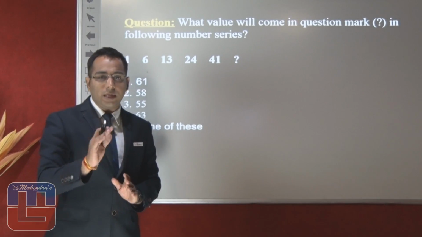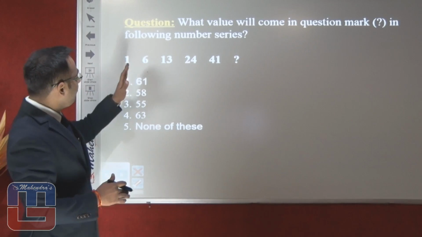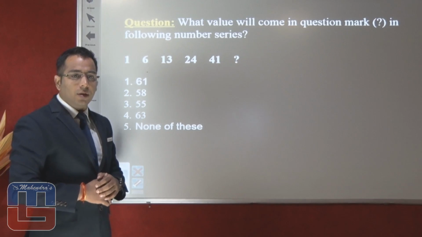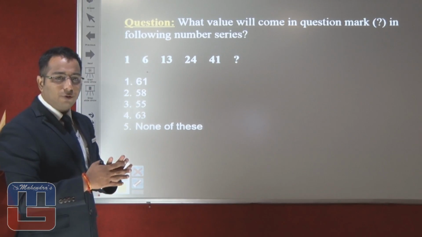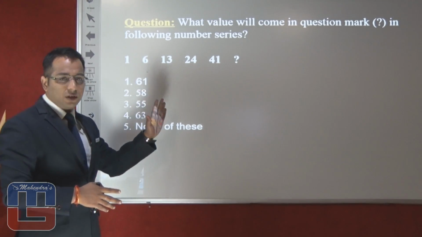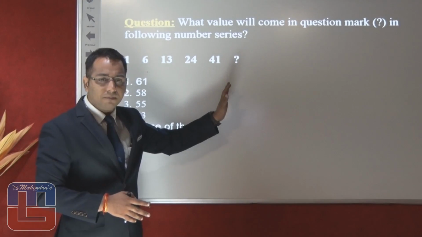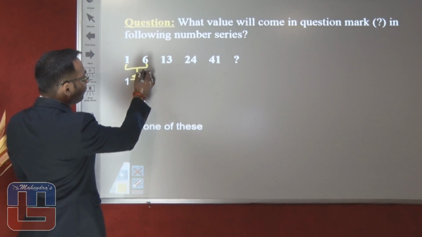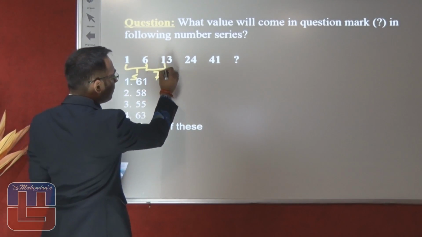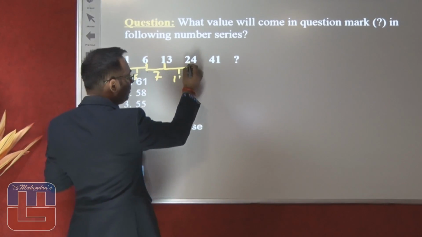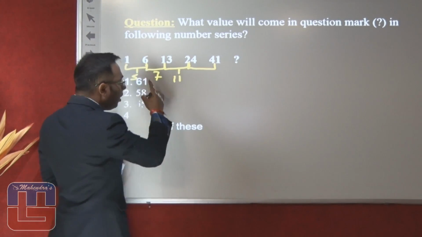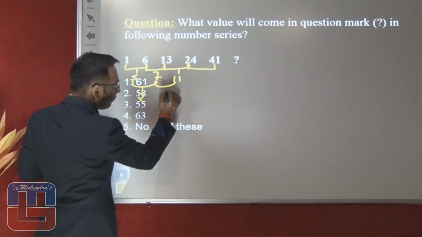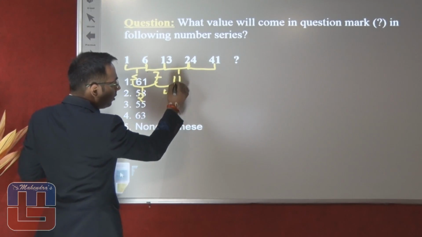Next question is the series which we have: 1, 6, 13, 24, 41 and the next number. Now, the basic concept I have told you earlier also, we have to look at the difference first. As you can see, it is not in the multiplication form. First we will find the difference. Now the difference here is 5, here 7, 11. So see here the difference is in increasing order of 2, then 4.